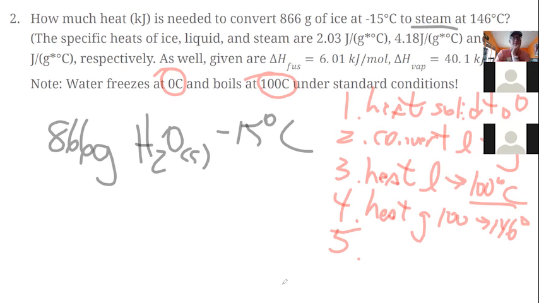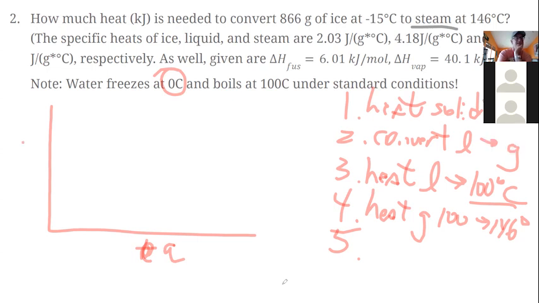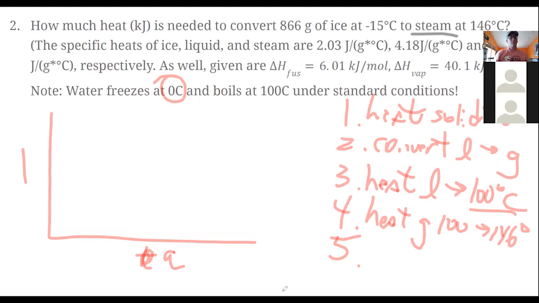So if I was to draw, let me draw a diagram for you. Maybe it will help. So here I've got time or heat. This would be Q. This is the amount of heat I'm putting in. And this is the temperature over here.